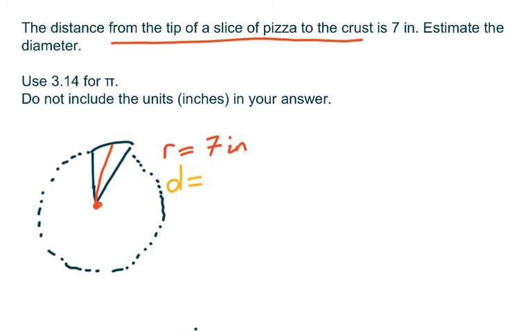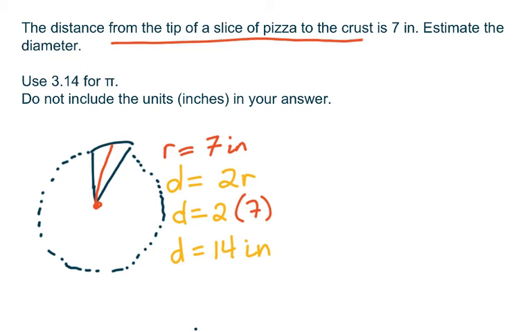So the diameter is defined as twice the radius. And so I can substitute in what I know for the radius and then multiply it. So 2 times 7 is 14. So the correct answer here was 14 inches.